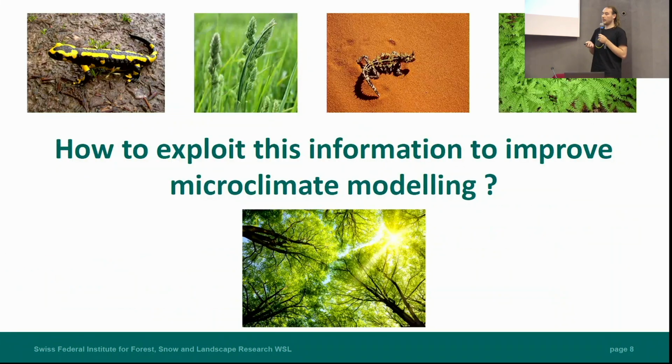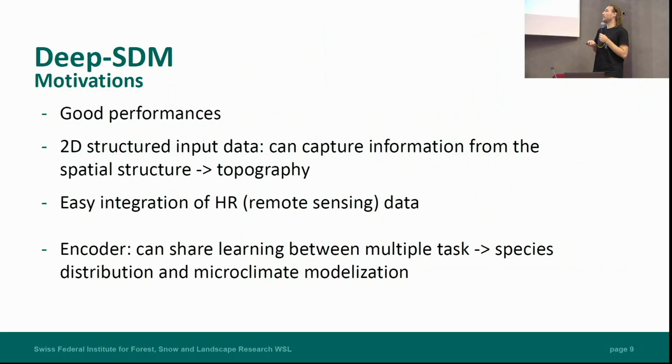So here is the question: how can we use these species observations to include them in a microclimate modelization? It's here that we came to the idea to use Deep-SDM for multiple reasons. The first reason is that we know that these models have good performances. If you use some kind of image model, they are able to handle spatially explicit information like the spatial structure, which could be very interesting for microclimate, for example for the topography, where the topography will have a huge impact on the temperature.